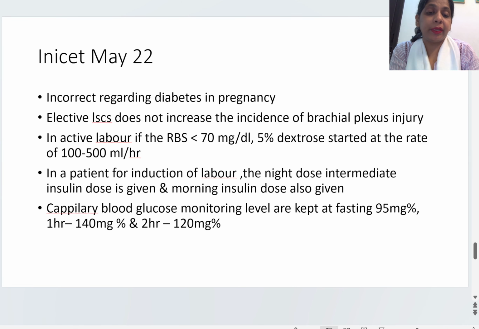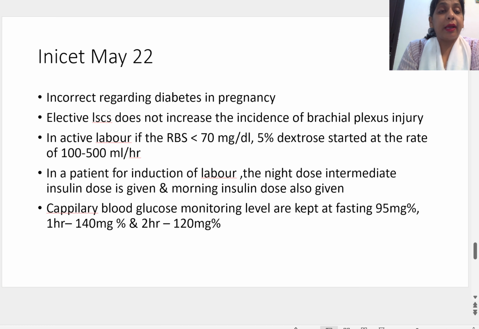so this is a question which has come in INICET May 22, incorrect regarding the diabetes. Now here they have asked a new thing. Usually labor management was not asked, but here they have asked it. You will see here: elective cesarean does not increase the incidence of brachial plexus injury. There is no shoulder dystocia in the cesarean. Shoulder dystocia is only seen in the normal delivery. So in the cesarean, if the shoulder gets stuck, then we increase the incision. So no brachial plexus injury is there. This first statement is correct.